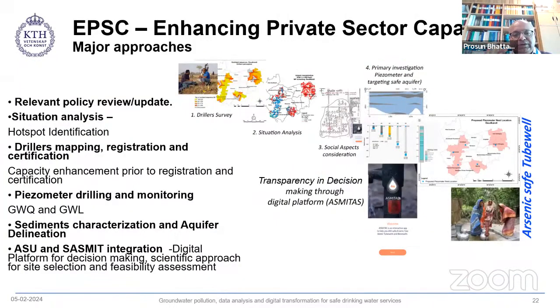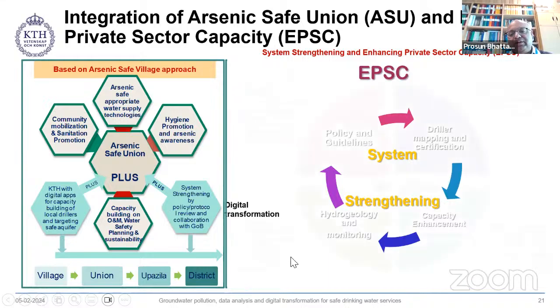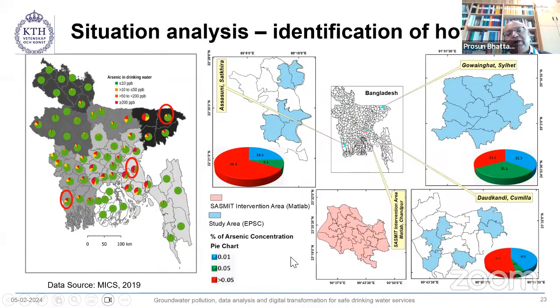So now I'm just showing you some of the nutshells. Again, situation analysis, we talked about drillers mapping, registration. Sorry. So here we see the situation analysis in the different areas. This is the data source from the MICS survey, Multiple Indicator Cluster Survey 2019, which was actually published in 2021.